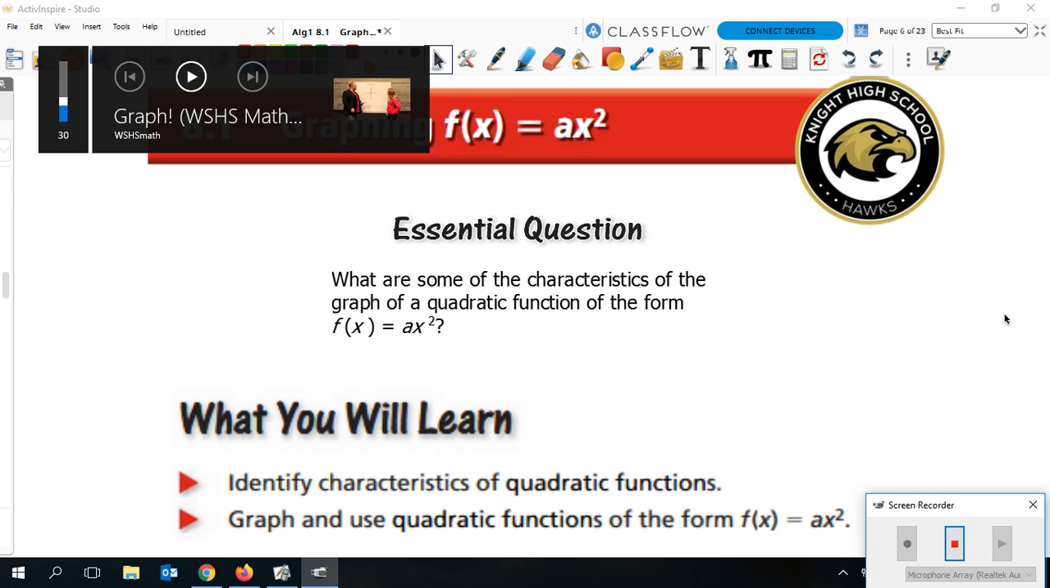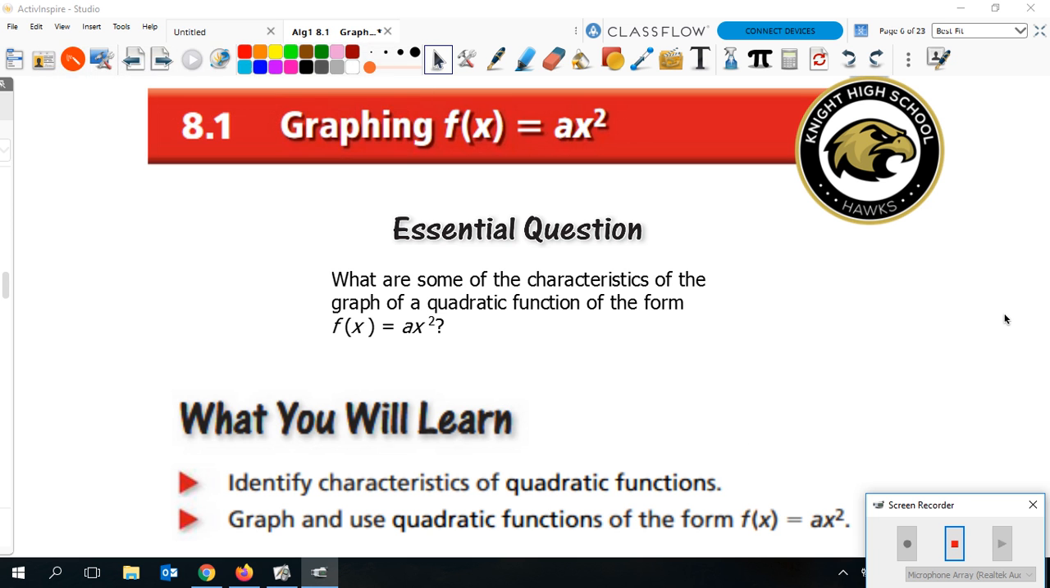Alright, well welcome back, Algebra 1 students. We are going to be doing graphing right now in Chapter 8. Chapter 8 is all about graphing quadratic functions.